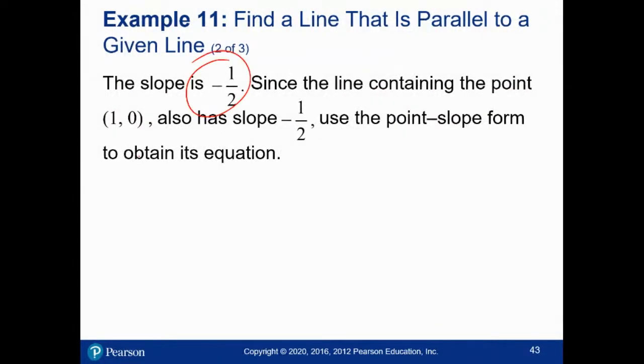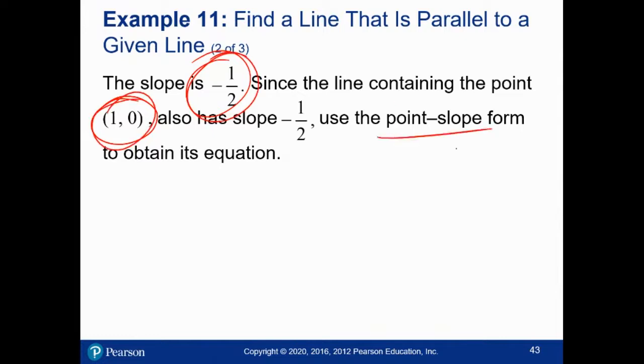Okay. So now I have a known slope, -1/2. That will make the line parallel to this other one we were given if it has the same slope, -1/2. But I want it to go through this point. So I want a line with slope -1/2 through this point.